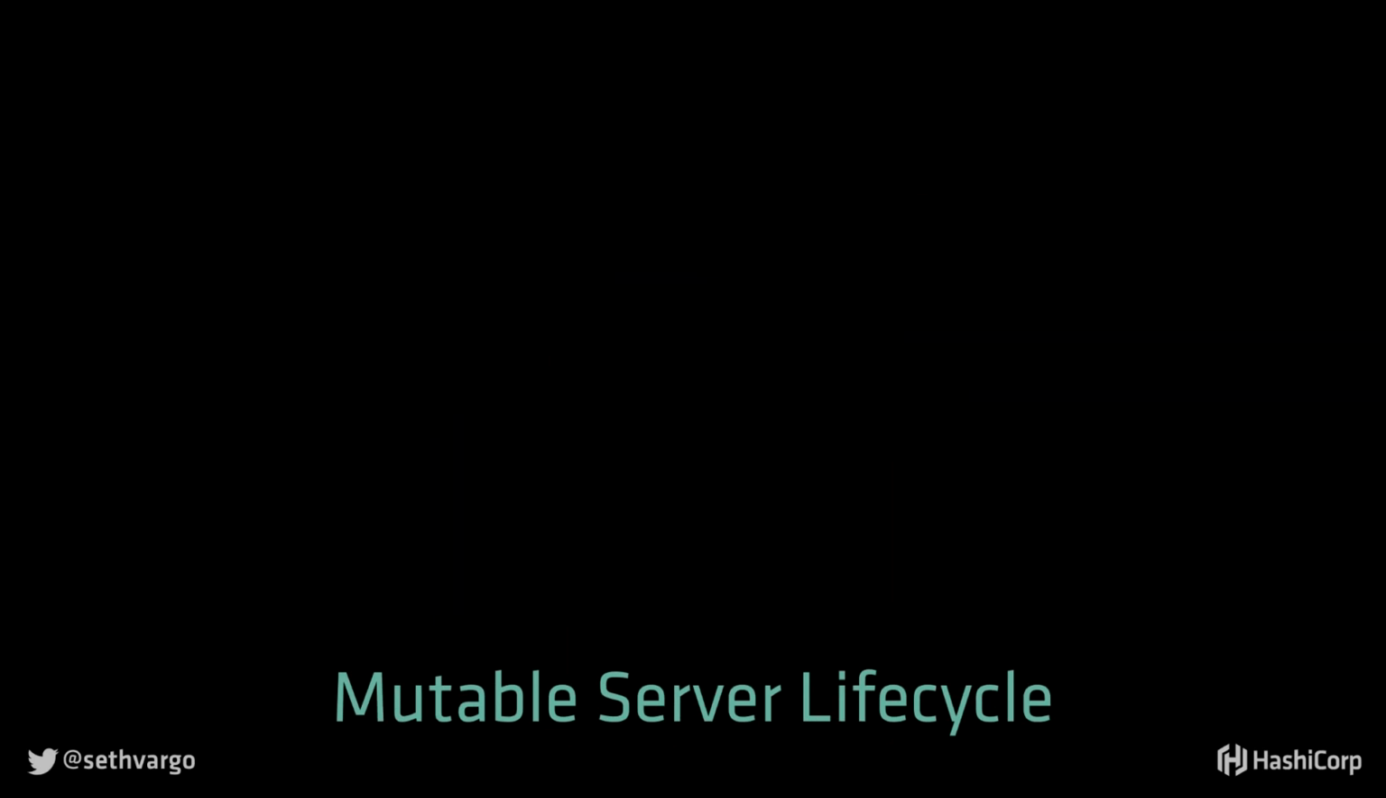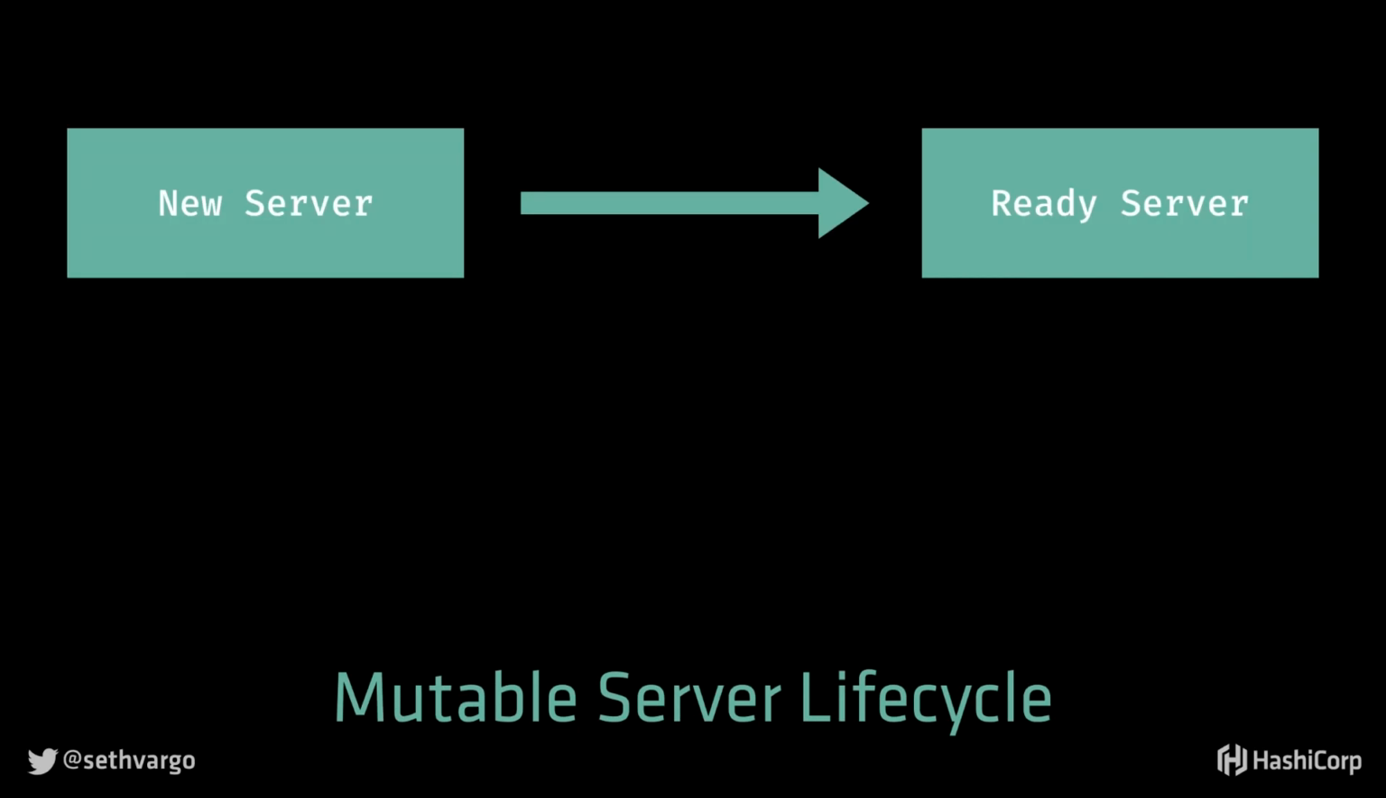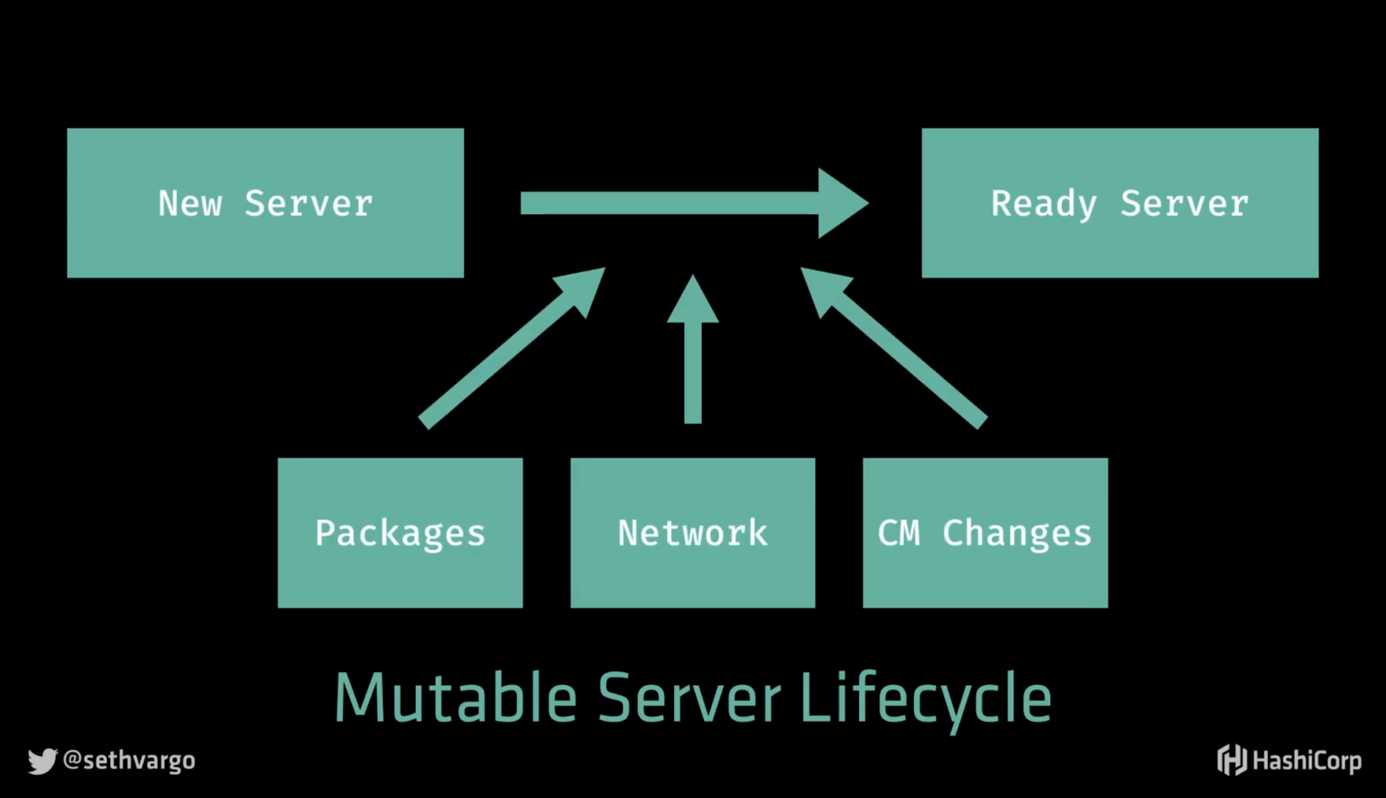Now let's compare that to the mutable server lifecycle. The goal is to take a new server, what we call a base server, like a base Ubuntu 14.04 or 16.04 instance, or a Windows 2016 server, and move it into a ready state. And in order to do that, there's a number of things we have to do. We have to install some packages, we might have to configure the network layer, and we might apply users and different configuration management changes throughout that lifecycle.